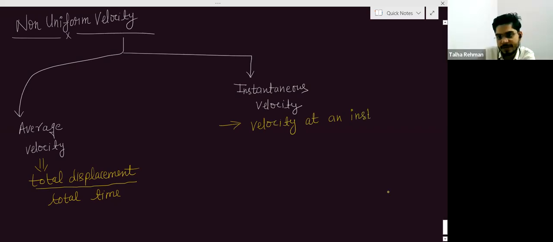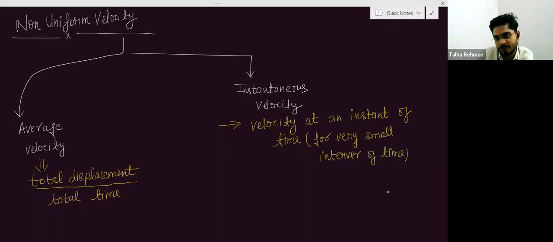Velocity at an instant of time. Remember that an instant of time is a very, very small time. Instant of time means a very small interval of time. So how will we describe the instantaneous velocity?